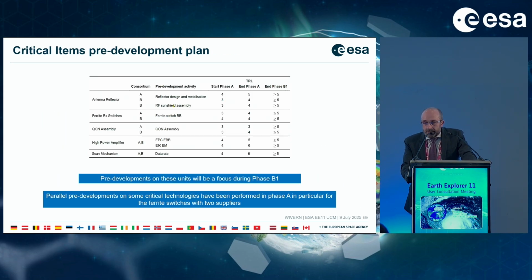During phase A, pre-developments on the critical items that I've mentioned before have been initiated, as you've seen during the technical presentation. And of course, during phase A1, these pre-developments will continue to be our focus, particularly developments on the high power amplifier, and also on the Farad switches, to which several suppliers have paid a lot of attention during phase A.